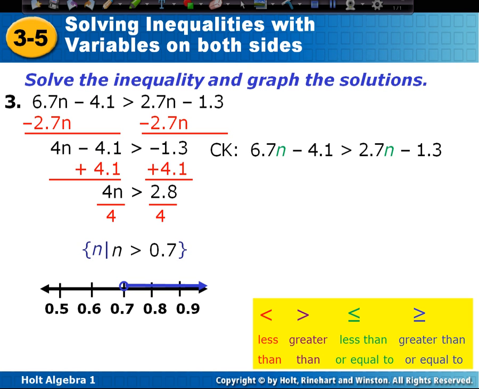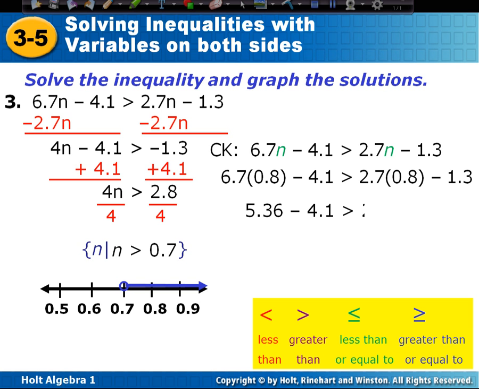I'm going to go back to the original, and instead of n, I'm going to pick a number in the shaded region to plug in for n. I'm going to pick 0.8. You could have also picked 0.9 or 1. So I'm going to plug that in everywhere I see an n. And I'm going to work it out, so I'm going to say 6.7 times 0.8, and I get 5.36. And on the other side, I'm going to say 2.7 times 0.8, and I get 2.16.